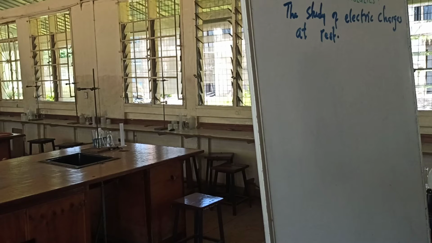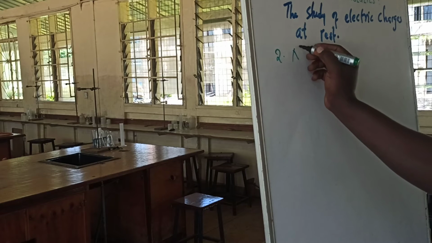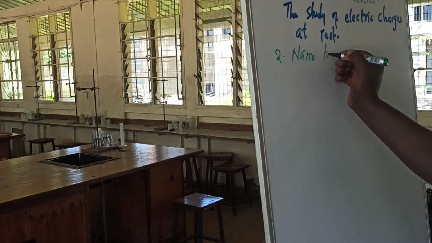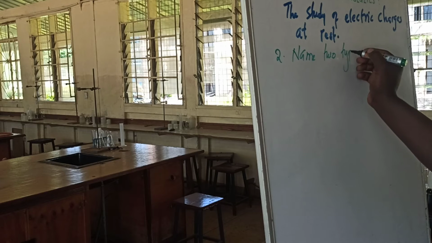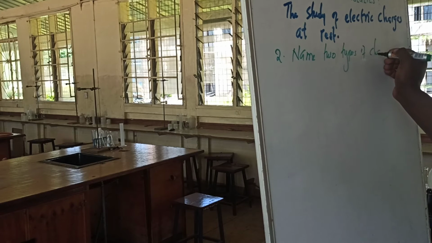Question number 2. Name two types of charges. We do have two types of charges, that is positive charges and negative charges. Again, positive charges and negative charges.